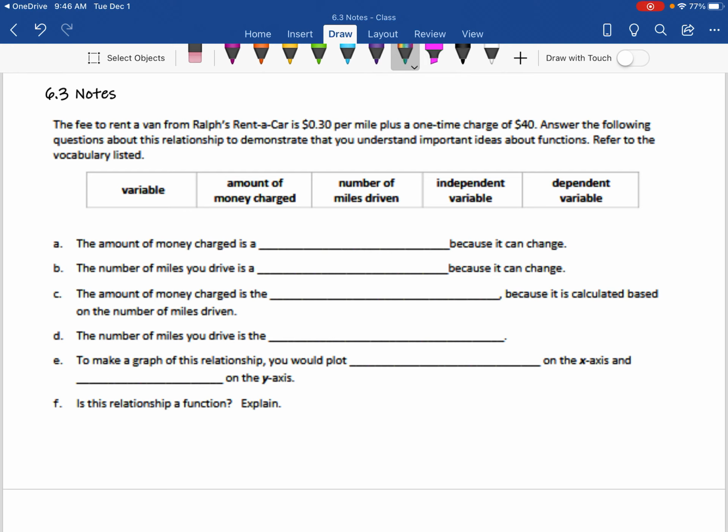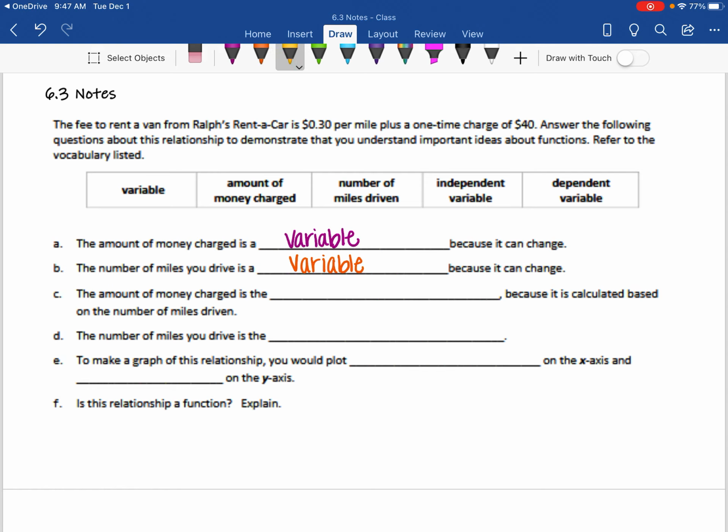Okay. All right, a little bit of matching here. So we have the word bank of vocabulary terms. We're just going to fill them in. So the amount of money, well, let's talk about the situation. So the fee to rent a van from Ralph's Rent-A-Car is 30 cents per mile, plus a one-time charge of $40. Answer the following questions about this relationship. Okay, so the amount of money being charged is a variable because it can change. The number of miles you drive is also a variable because it can change.